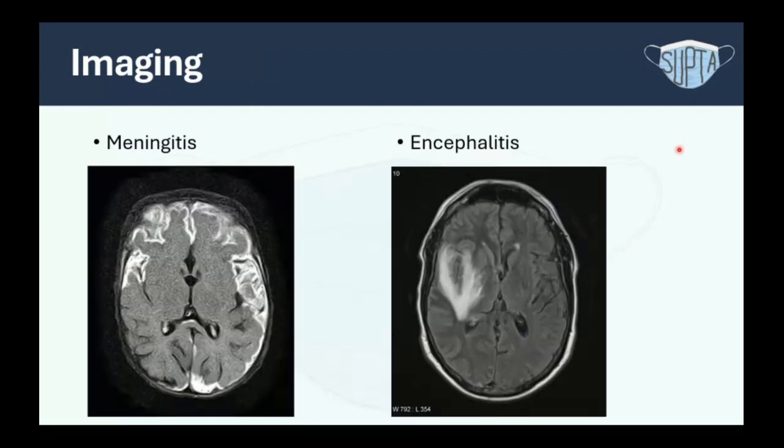Now, in terms of imaging, I thought it'd be good to cover this as well. This is an MRI scan of meningitis, and this is for encephalitis. MRI is superior to CT scans for identifying these conditions. You can see a lot more of the detail.